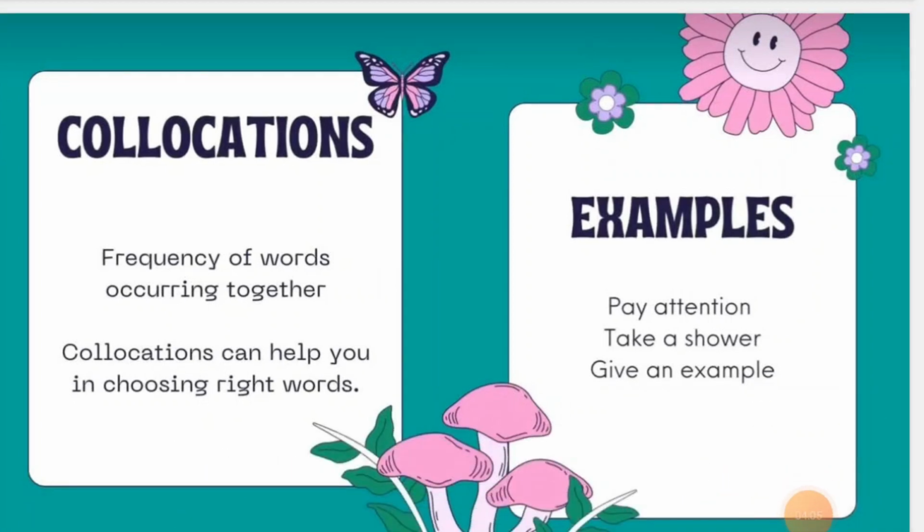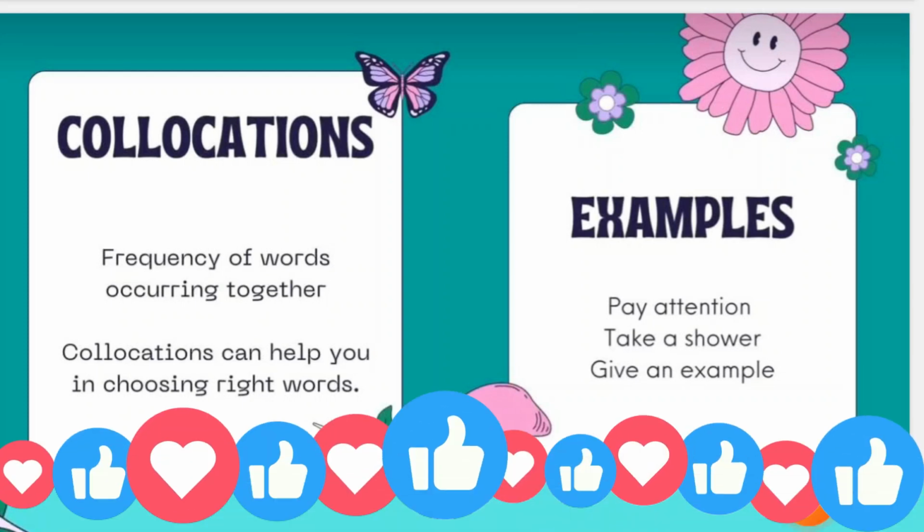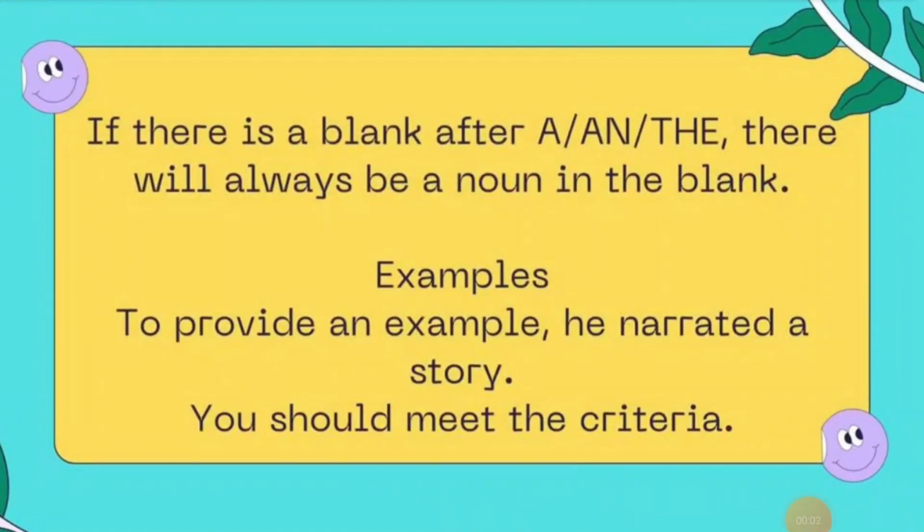So, when appearing in the PTE test, you come across many fill in the blanks that include the knowledge of collocations. So your knowledge of collocations should be very good so that you may attempt them in the best possible manner. So, in most cases, if there is a blank after a and the, then there will always be a noun in the blank.